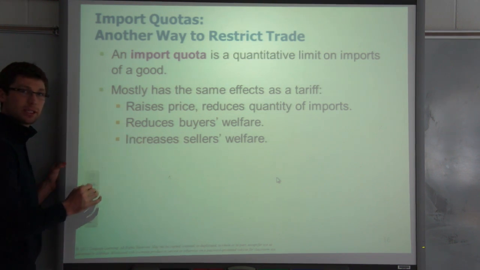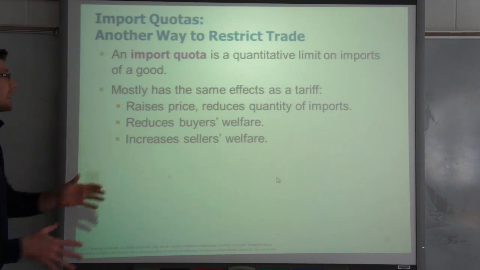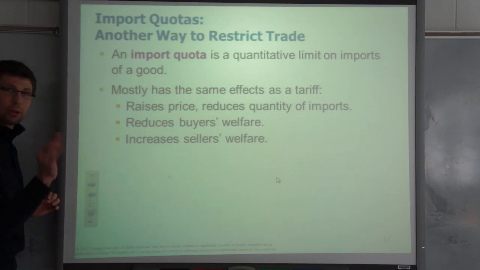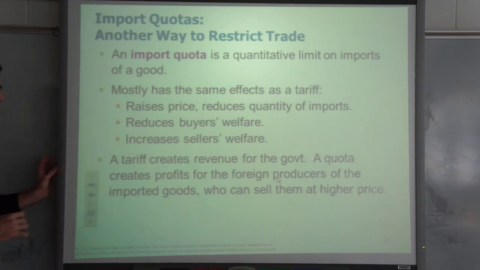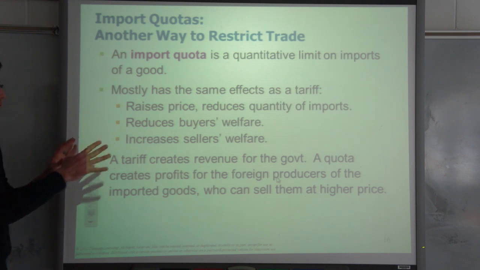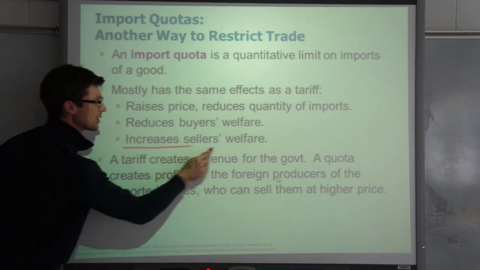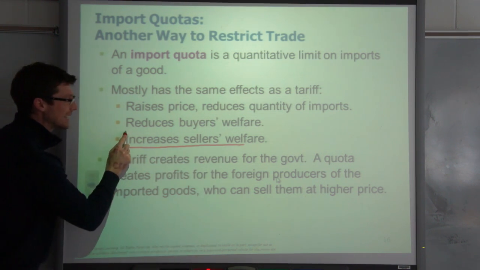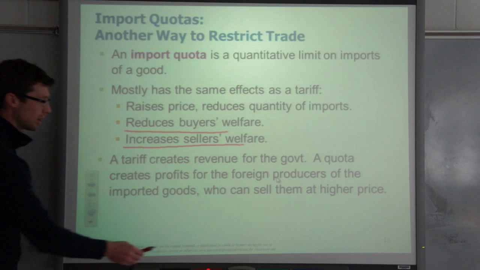That's why they impose these things. Only 50,000 Japanese cars can come into the United States. That would be an import quota. The reason they would do that is to increase sellers' welfare. But just like a tariff, I'll get to this in a second. The idea here is that the gains to the sellers will be exceeded by the harm done to our buyers, and therefore a quota, just like a tariff, is going to produce dead weight loss.